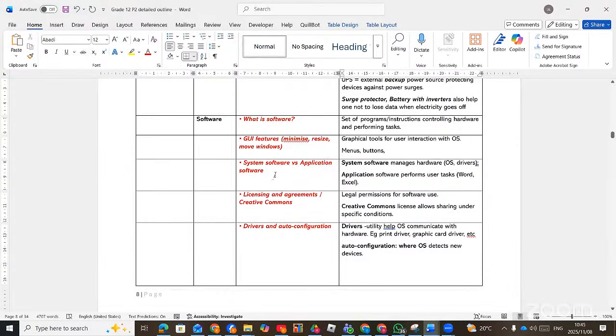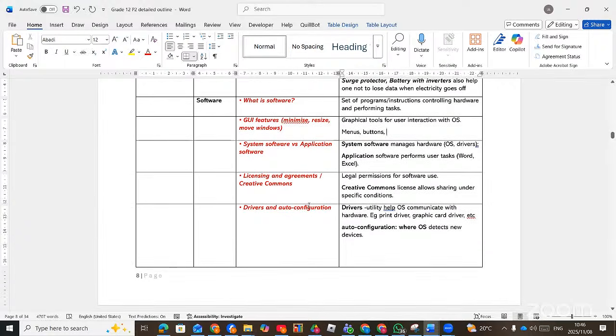Now, software has two categories, or I can say three categories. The system software, which is the software that manages the hardware. And then the application software for performing a specific task, like for instance Word and others. So you need to know, maybe they can ask you to differentiate between them.